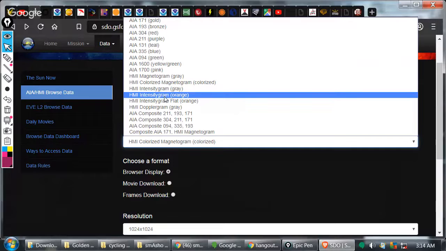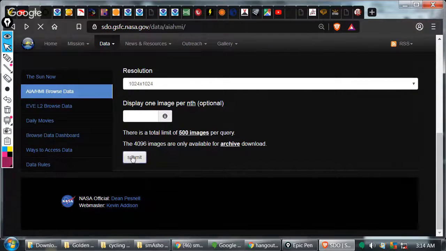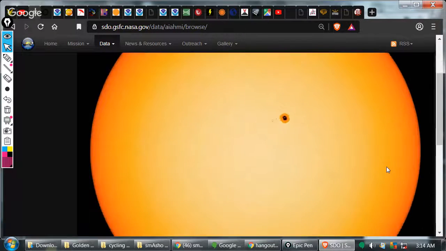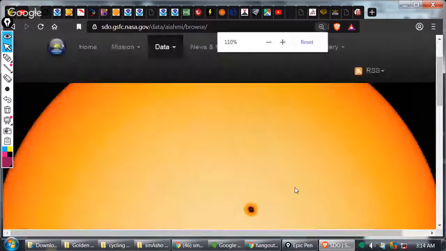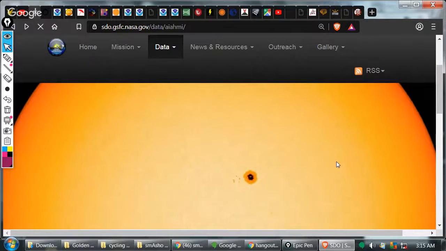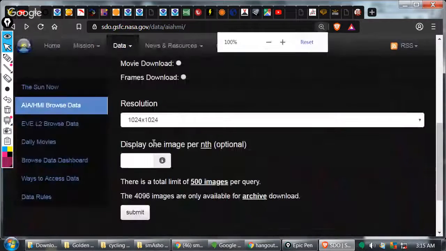Let's look at the intensity gram here. So we see that umbra is kind of breaking down there. We see penumbra in the middle of it, and there's some activity going on with those trailing umbrae. But it looks like overall the sunspot group is diminishing in power.